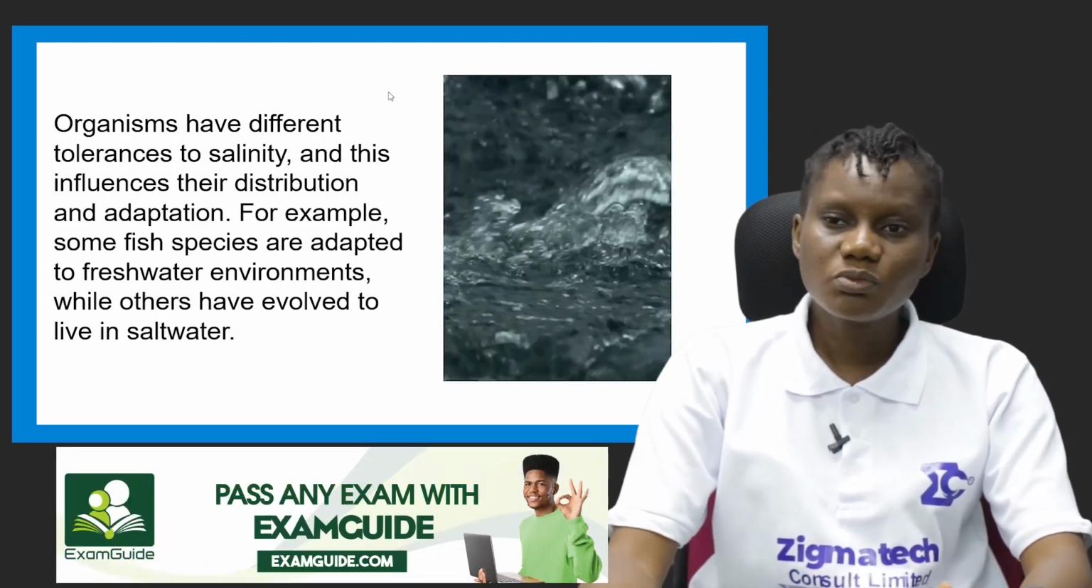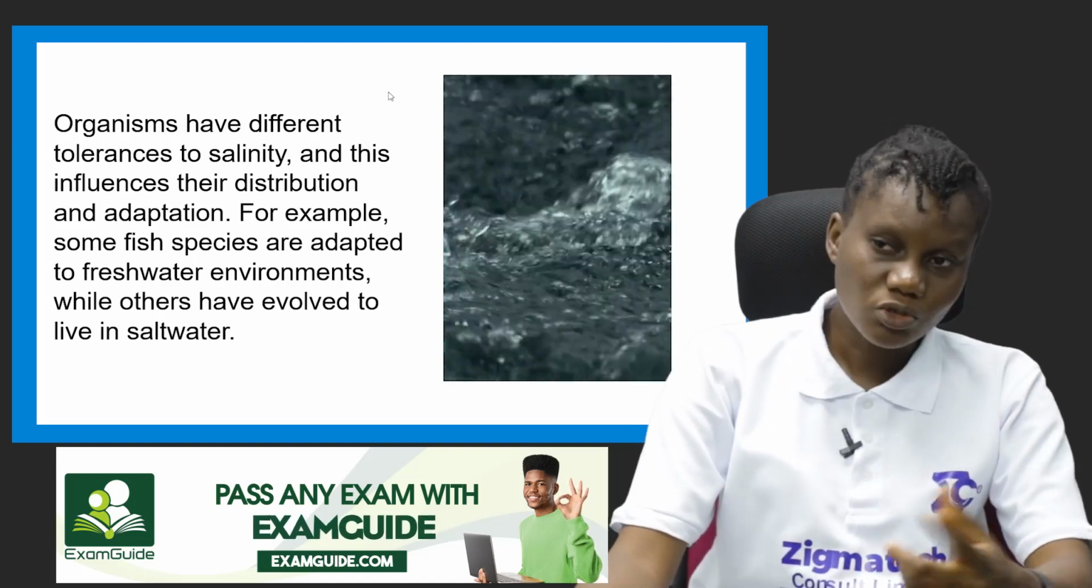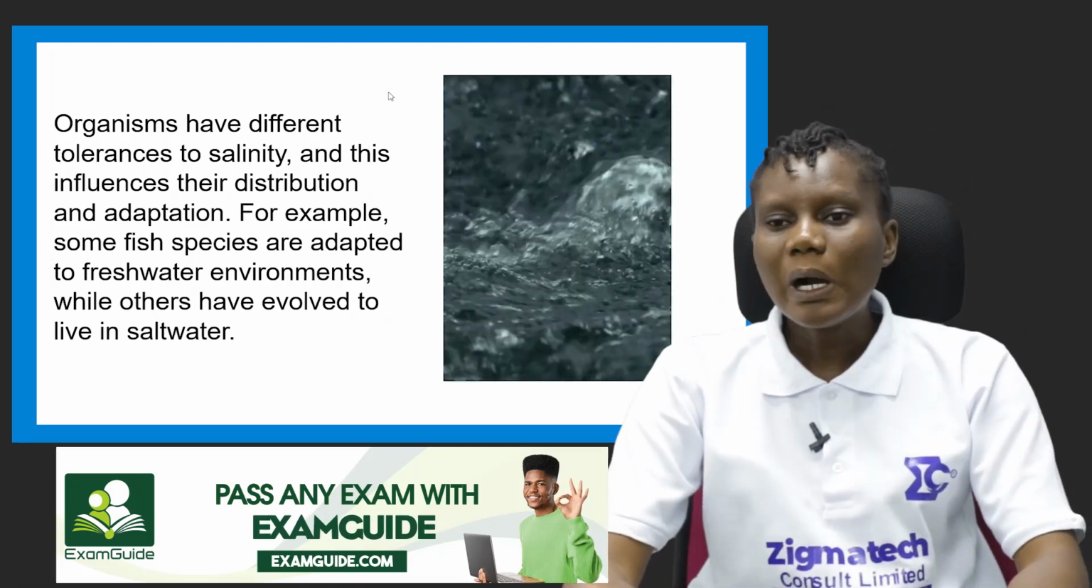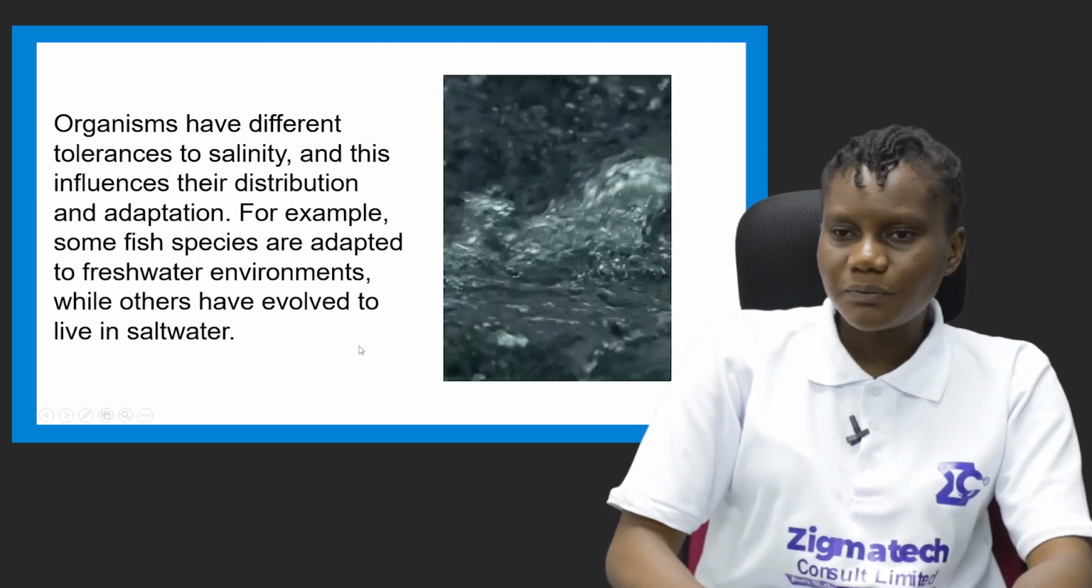For example, some fish species are adapted to freshwater environments. An example of this is your catfish. You find them in your freshwater environment, while others have evolved to live in salt water.